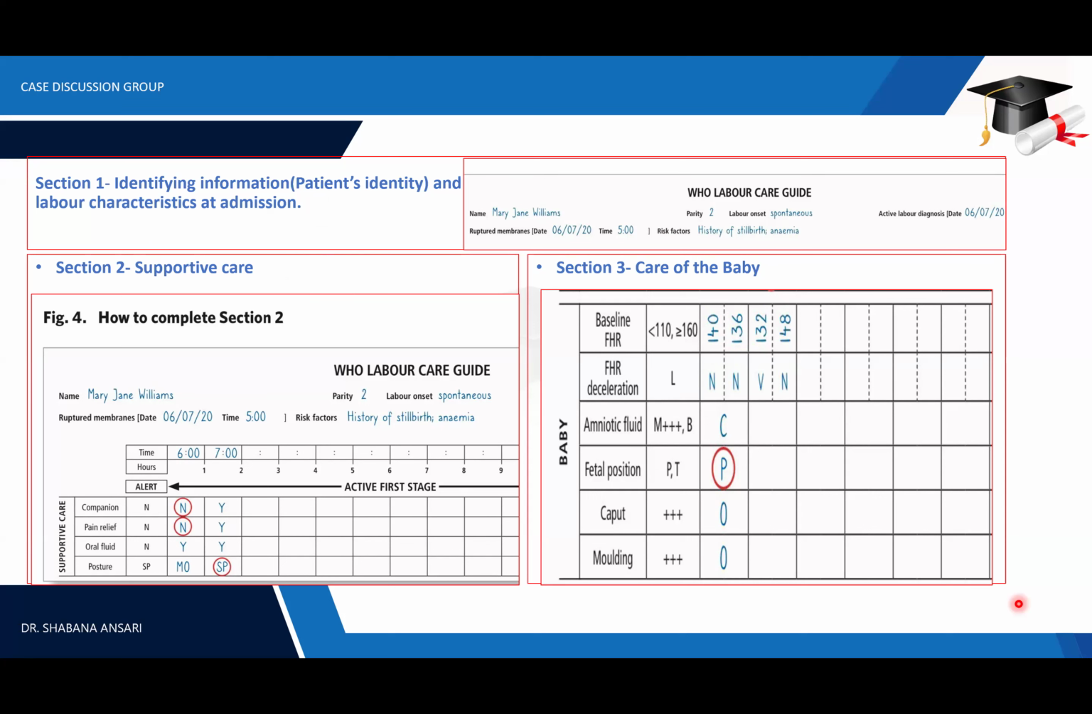Labor onset. Here we have to write whether it is induced or spontaneous. Here we can see that this patient had spontaneous labor, so that's why they have written spontaneous. Am I clear so far? Yes, very clear.